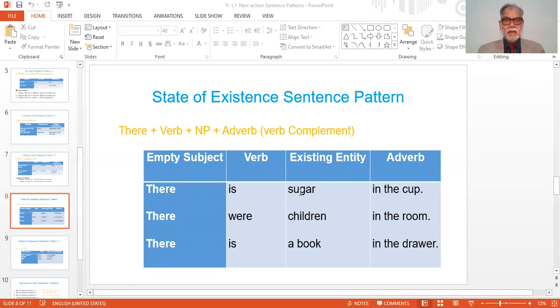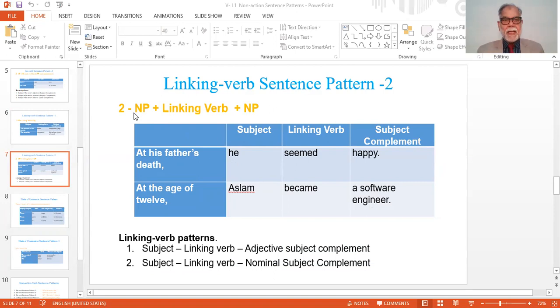Next pattern is linking verb sentence pattern 2, noun phrase, linking verb, and noun phrase. In this sentence, he is subject, seemed is linking verb, and happy is subject complement. In the next sentence, Aslam is subject, became is linking verb. A software engineer is subject complement. These details have been added, but they are not the part of a basic sentence pattern. So in this way, these two linking verb patterns: subject, linking verb, adjective subject complement, and pattern 2, subject, linking verb, nominal subject complement.